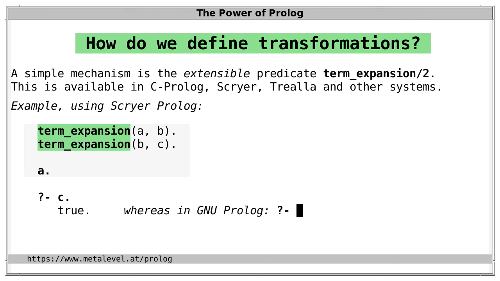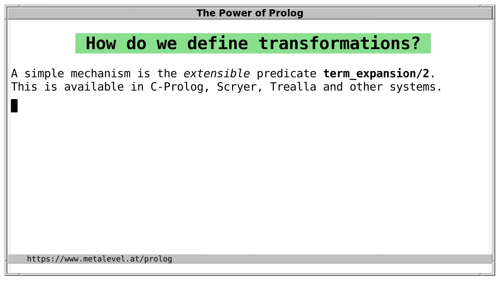For comparison, when we ask GNU Prolog what is the expansion of A, it's B, at least currently. So at least at the moment, systems disagree also in this specific aspect. Should terms be expanded only once, as in GNU Prolog, or until a fixed point is reached, as in Scryer and Trealla?